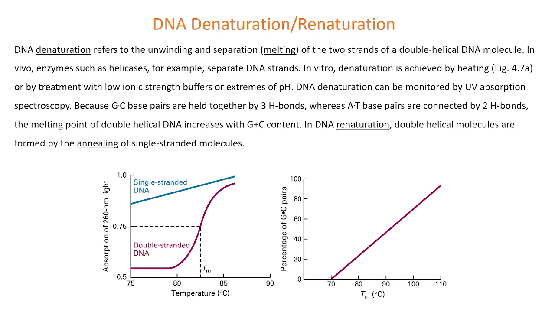molecule. So inside the cell, that is in vivo, your enzymes such as helicases separate the DNA strands. Now in vitro, the denaturation can be achieved by heating. So when you heat the DNA, it opens up, and also by the treatment of low ionic strength buffers or extremes of pH. So in these manners, you can denature DNA. So what is important over here? In which techniques can you denature your DNA?